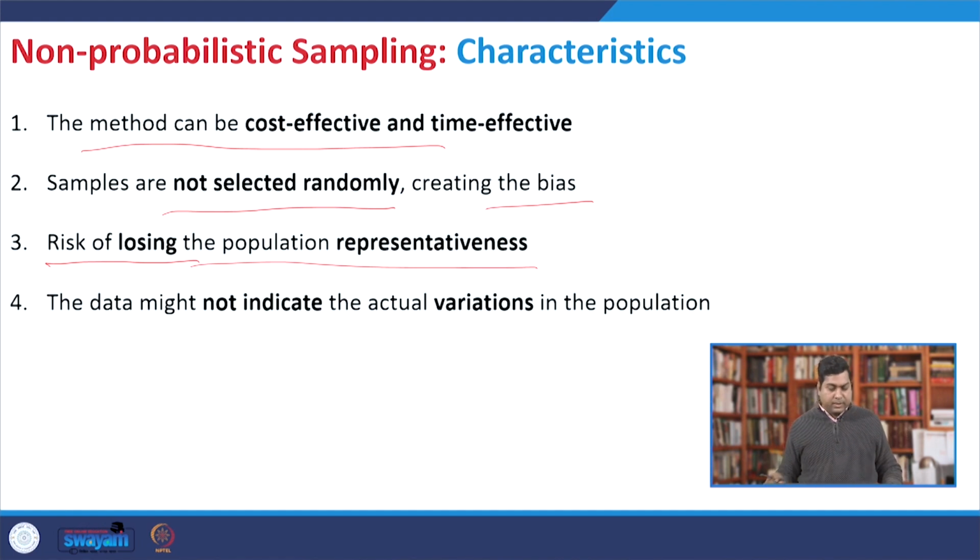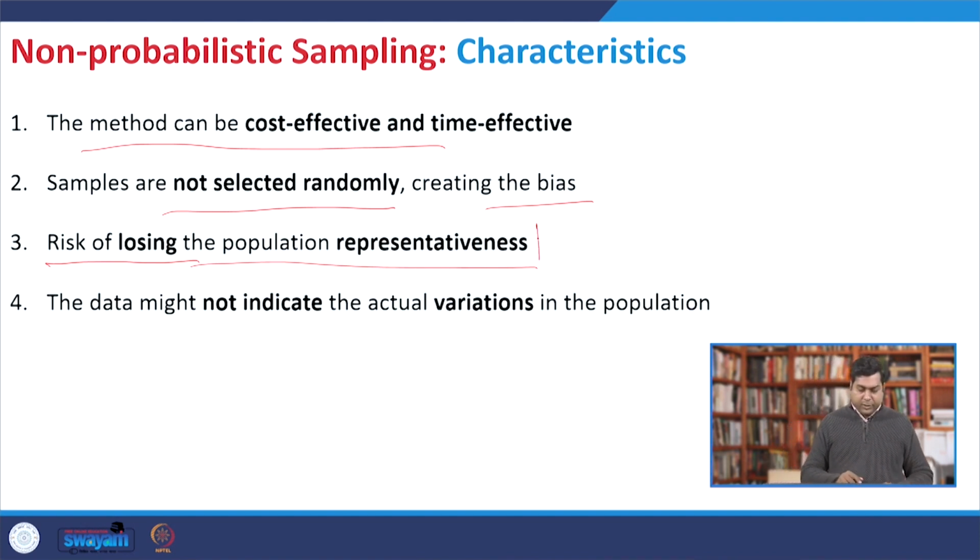So in all such cases, for convenience sampling or non-random sampling or non-probabilistic sampling, these are the few issues that we need to really take care of. But at the same time, for exploratory research or maybe an initial phase of your research to test or pilot your questionnaire, these are very useful and helpful tools.